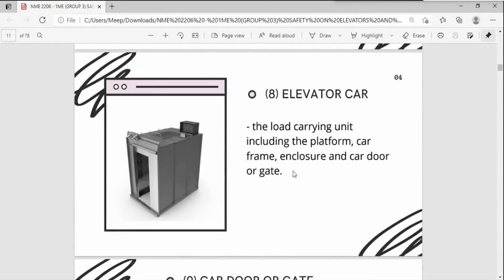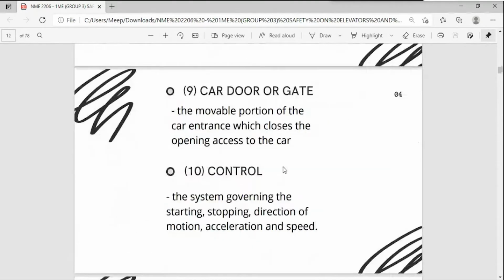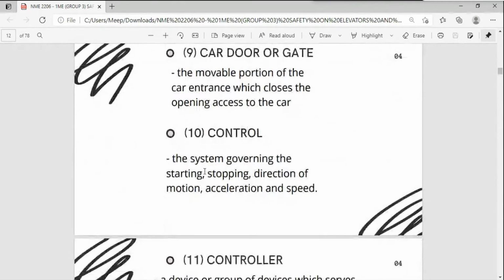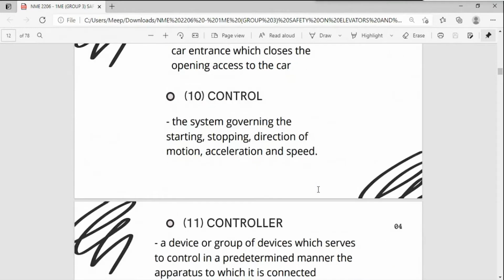Yung elevator car yung sinasakyan natin. Bale, siya yung tinatawag ng karamihan na elevator. Car door or gate, the movable portion of the car entrance which closes the opening access to the car. Ito yung nagbubukas every time na papasok or lalabas sa elevator. Control, the system governing the starting, stopping, direction of motion, acceleration, and speed. Ito yung pinipindot sa loob ng elevator para kunwari yung sa first floor, second floor, ganun. Para makontrol kung saan pupunta elevator.